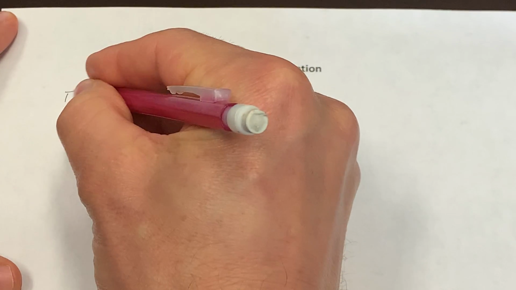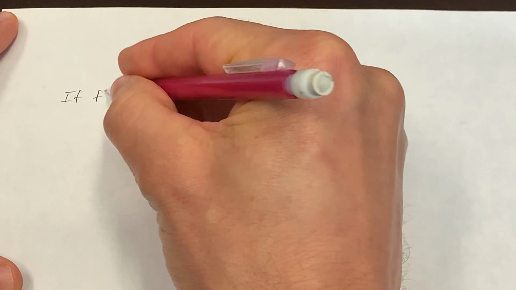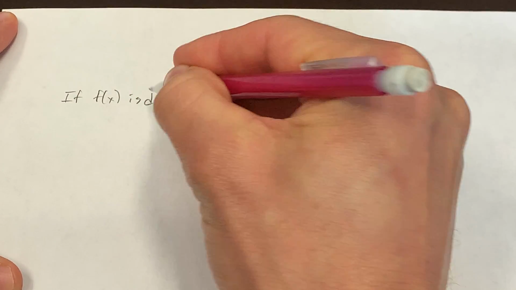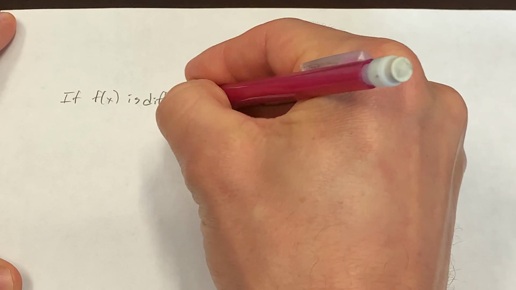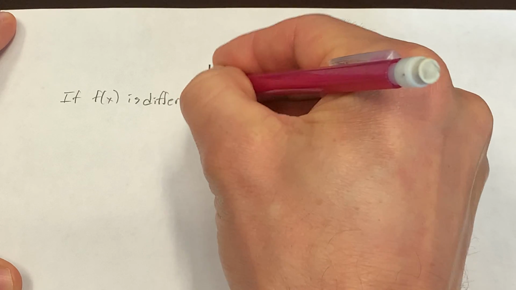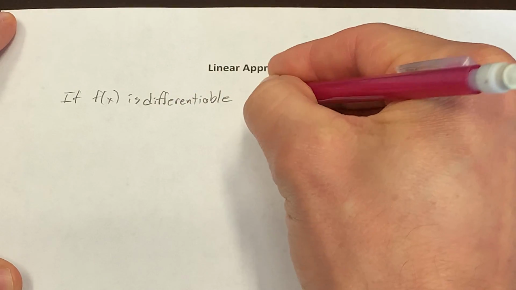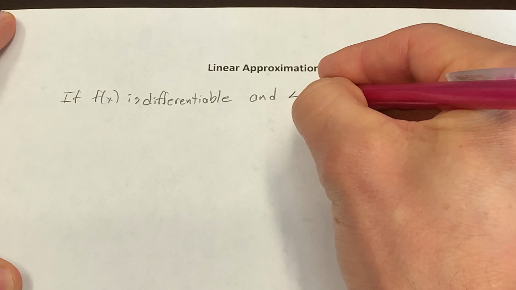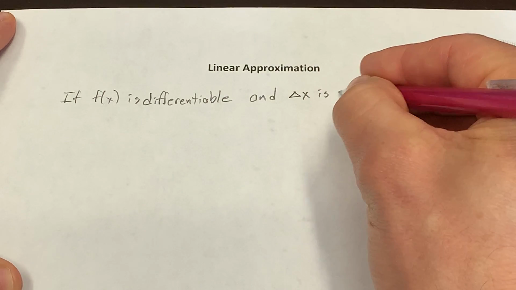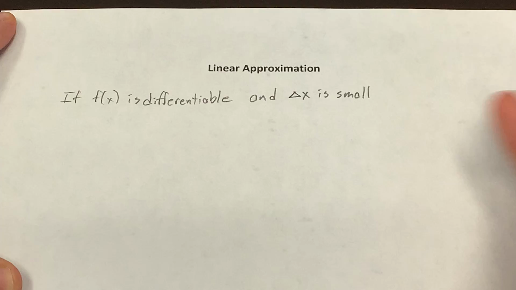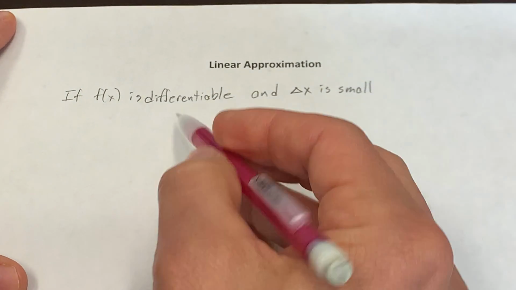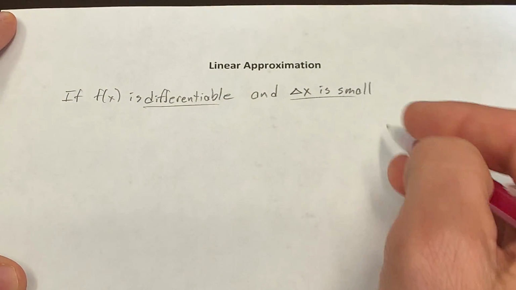Let's have a look at the topic of linear approximation in calculus. So what we're interested in is if a function f of x is differentiable. Obviously, calculus is about derivatives, so if it's differentiable, and the change in x is small. Now, hopefully you know enough about these sections to know these are the two things that we're going to be needing to check.